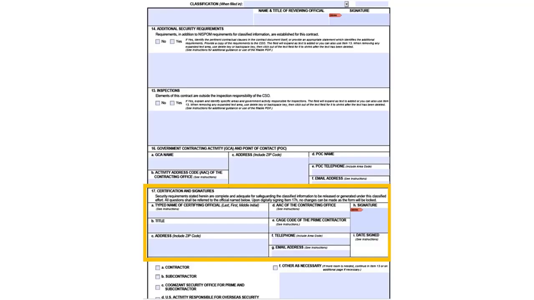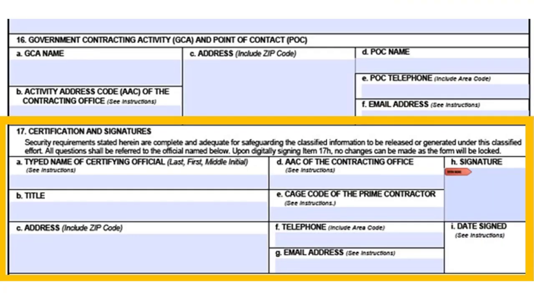Finally, there is the certification block highlighted in orange. This is where the contracting officer or designee can execute the form in Block 17. The form is not completed until it is signed. Once electronically signed, the PDF version of the form locks.